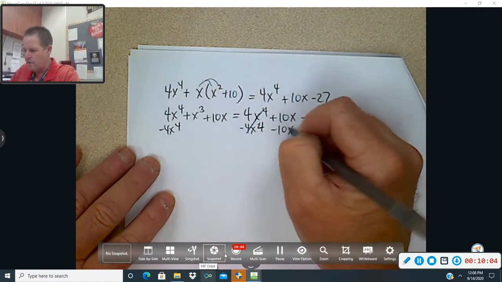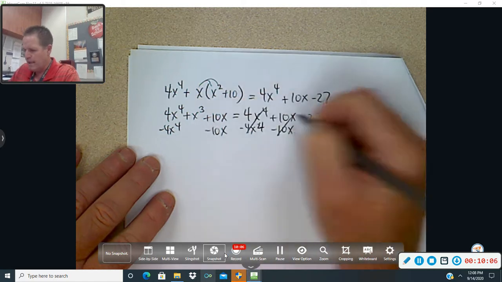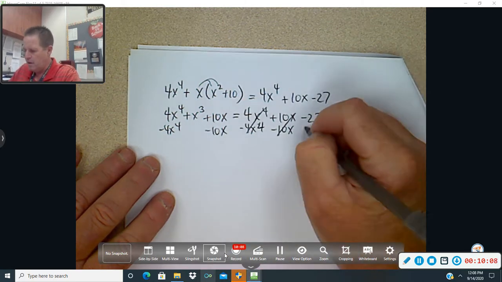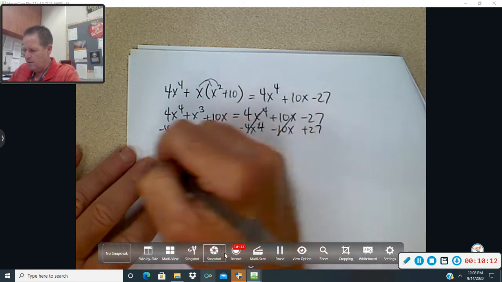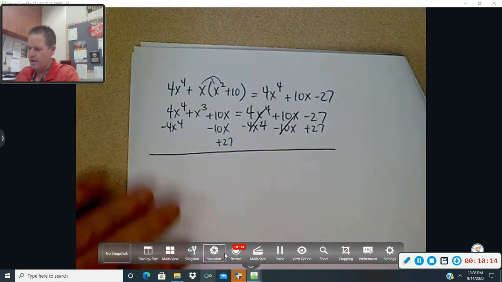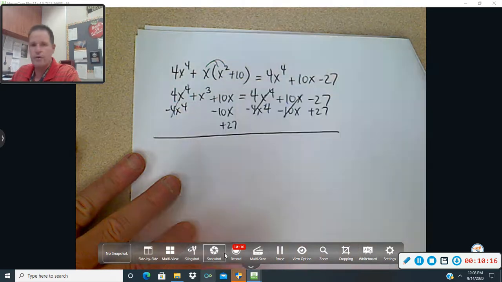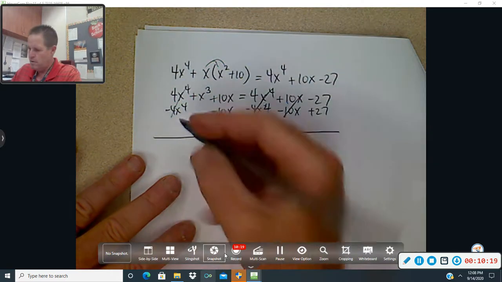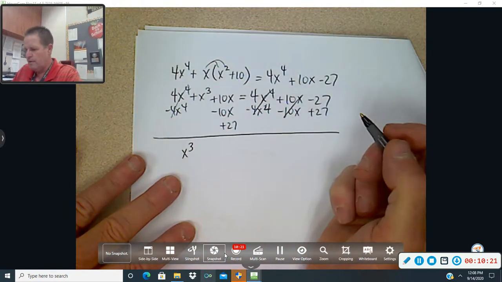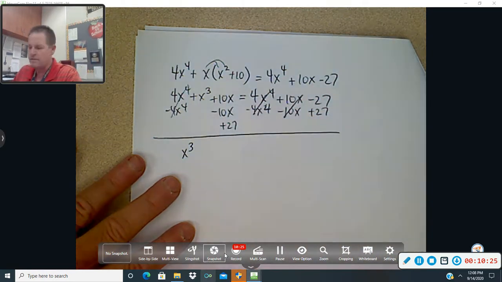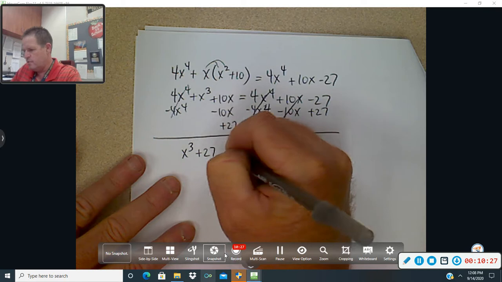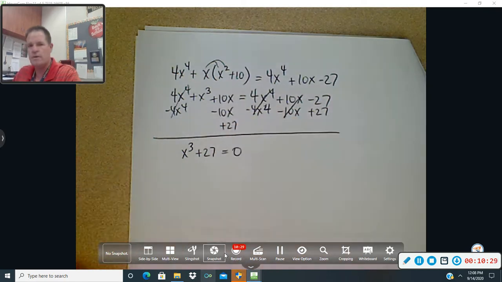I'm going to subtract over my 10x. That'll take care of that. And I'll add over my 27. I'll just have to add it there. Just see what I've got. All right, so the x to the fourths are going to be gone. We're going to have an x cubed. The x's are going to drop out. 10x minus 10x is nothing. Plus 27 is going to equal 0.